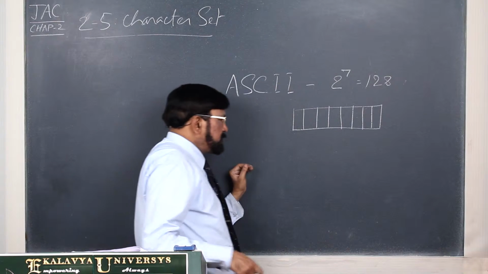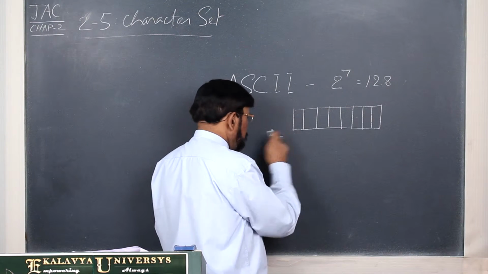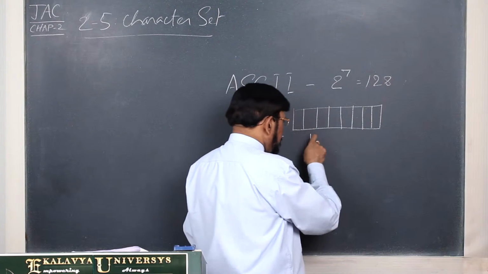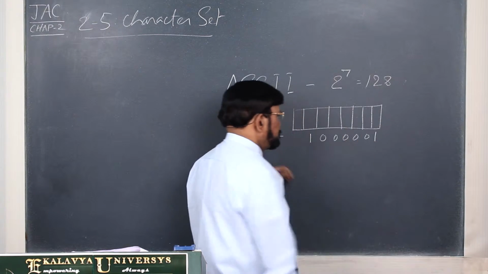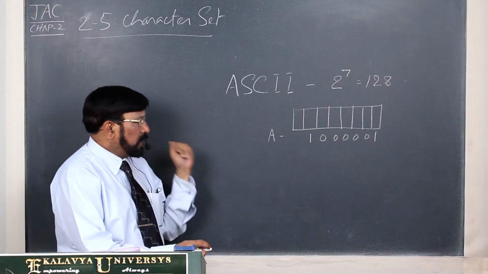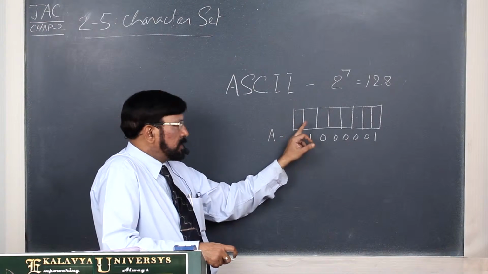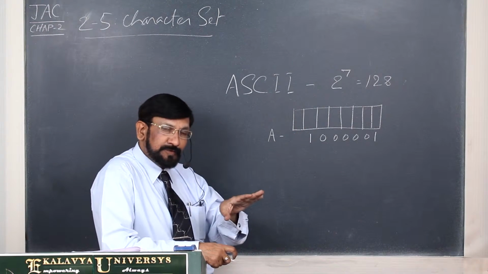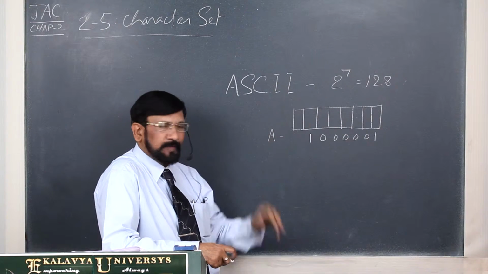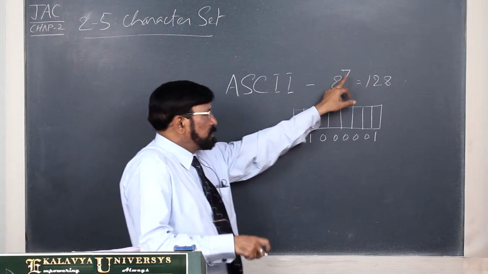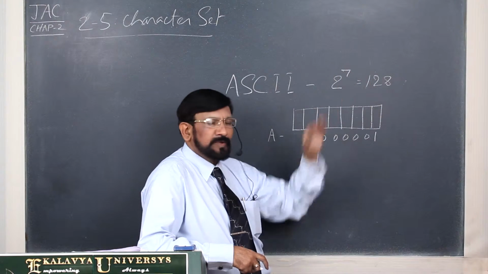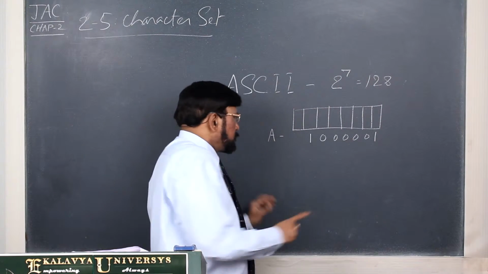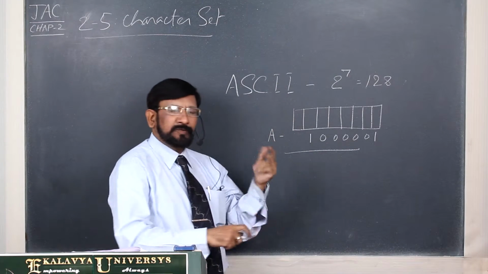So, how many combinations? Suppose one example I give you, a character. A character's ASCII coding is this. Okay. Now, it does not use 8, don't confuse. ASCII uses only 7 bits. That's why maximum how many characters are created? 2 to the power of 7, 128 characters are created. So, what are those 128 characters?